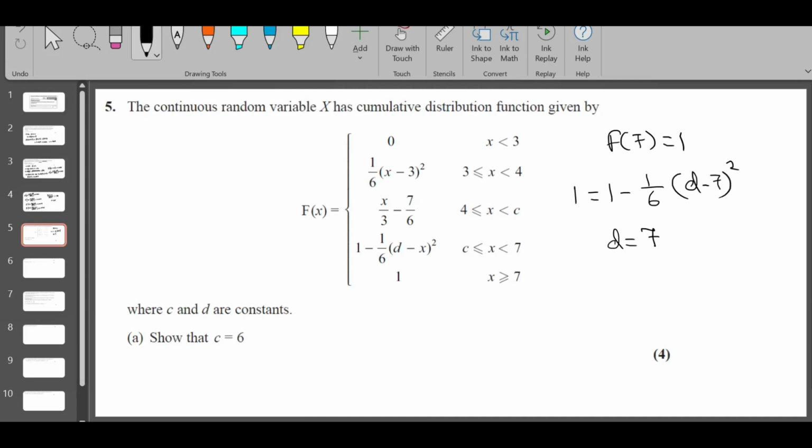Then why did we calculate D first? Because there is one more unknown here. That's why we calculated D first, so it will be easy for us to find C now.